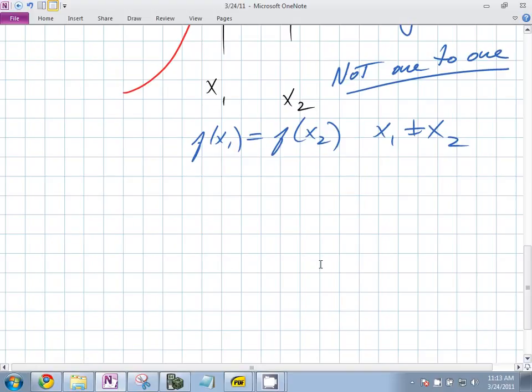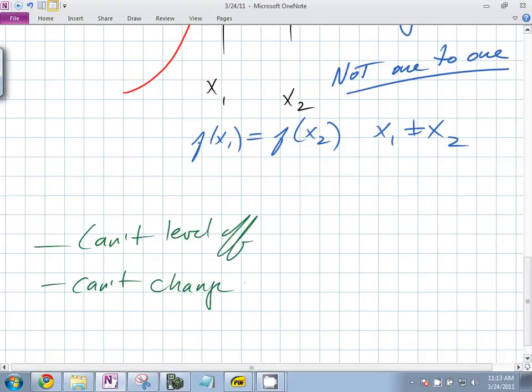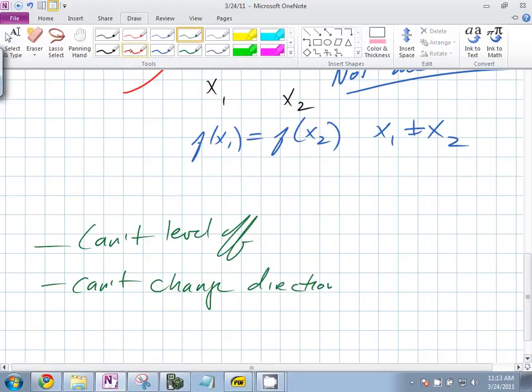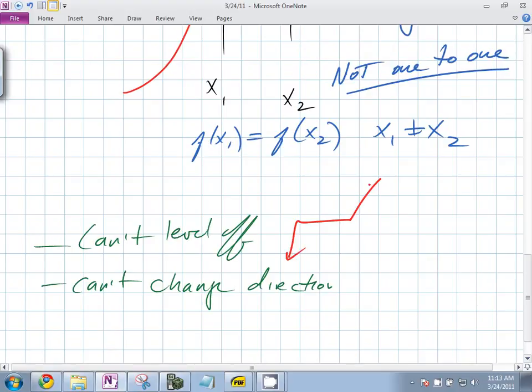So just remember this, the function can't level off and it can't change direction. So it can't level off, meaning you can't do this, right? Can't level off. And what does it mean by can't change direction, with my terrible, terrible handwriting today? It can't change direction. We'll talk about this more when you get back from lunch.